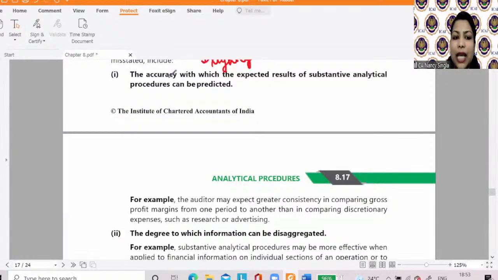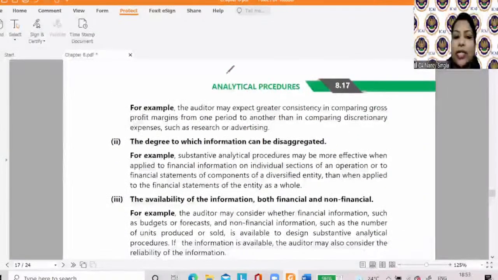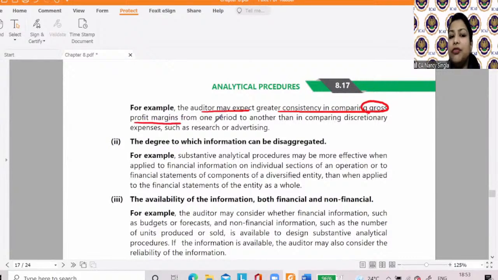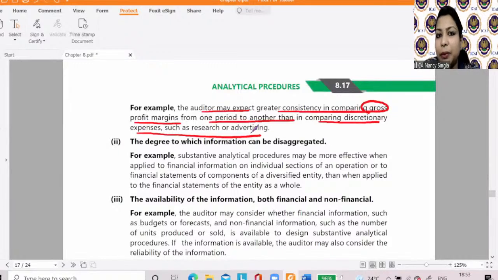ठीक है, so accuracy with which expected result of substantive analytical procedure can be predicted. For example, auditor may expect greater consistency in comparing what? Gross profit margin from one period to another rather than comparing discretionary expenses like research or advertisement. So when the auditor is deciding with respect to a particular analytical procedure, let's say he has decided that he'll apply ratio analysis. Now, which particular ratio analysis? So he cannot apply ratio analysis with respect to research and advertisement. इधर तो auditor को test of details करना ही पड़ेगा, detailed checking करना ही पड़ेगा ना. इधर applying analytical procedure won't be sufficient, है ना.